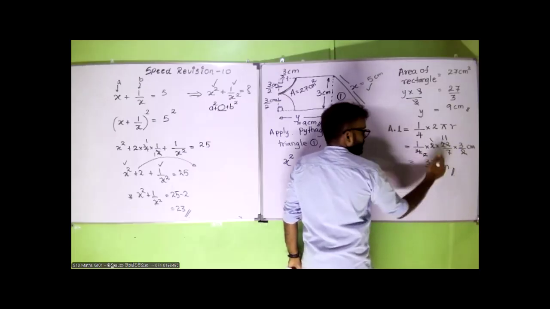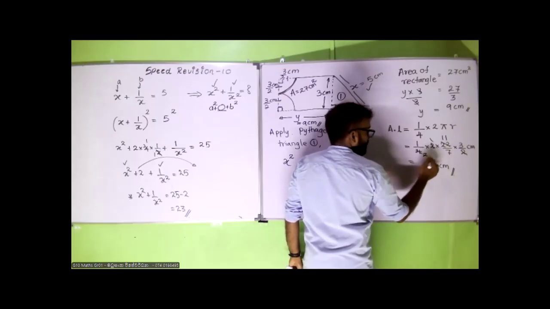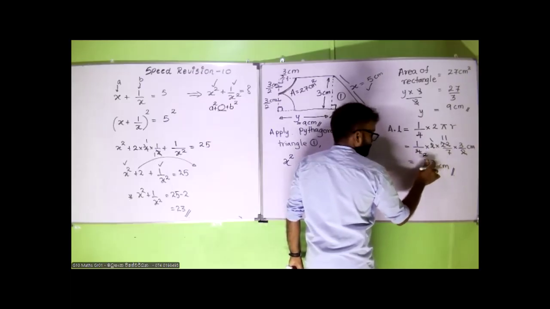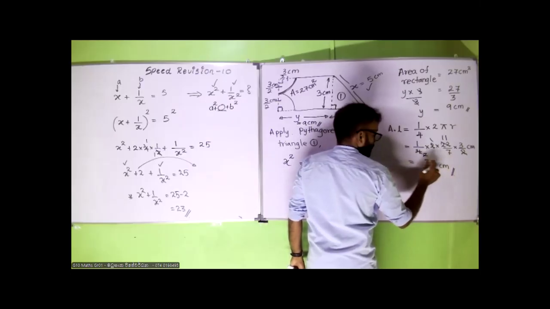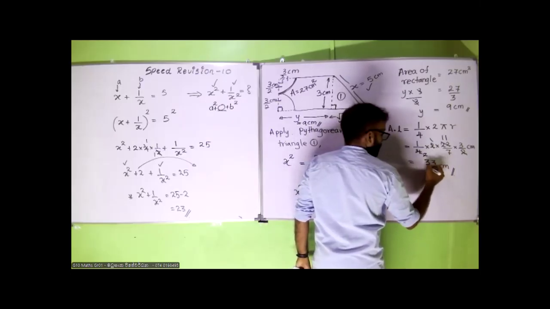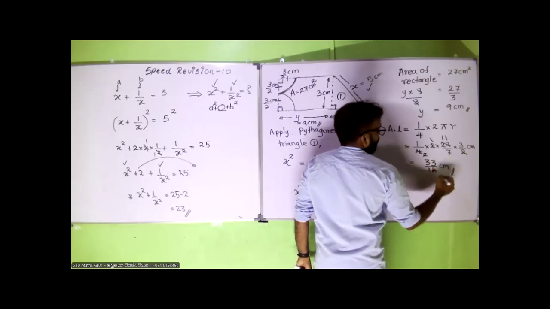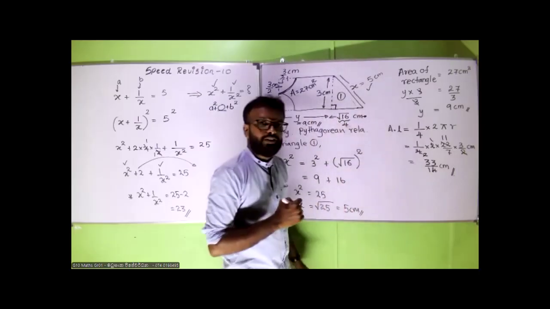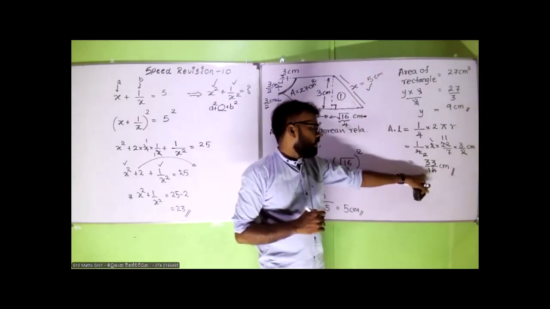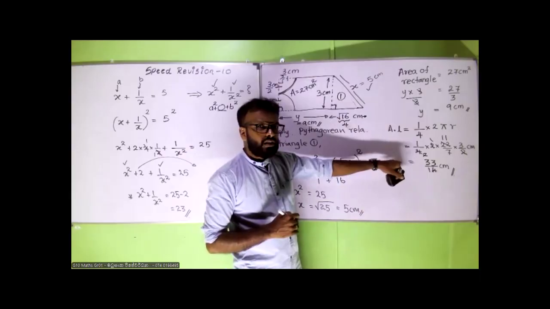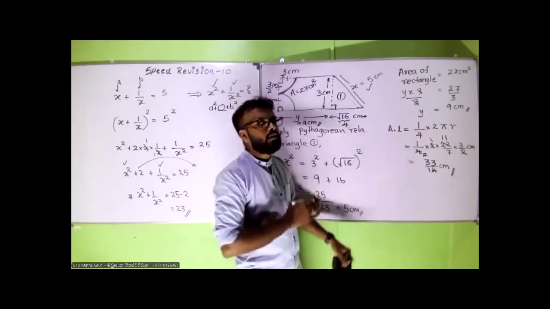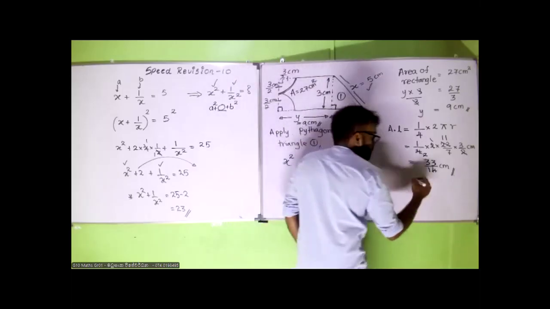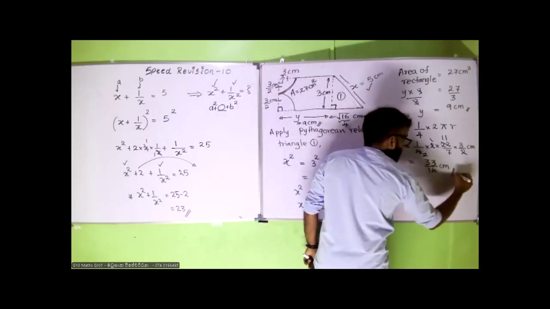Right? 2 times 7, 14. So here 33 divided by 14. Right? I will keep it like this, as an improper fraction. If you want, you can convert it into a decimal number. Right? Okay. So this is the arc length, right?